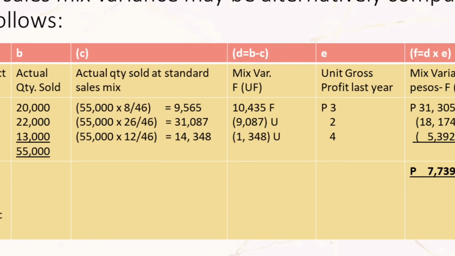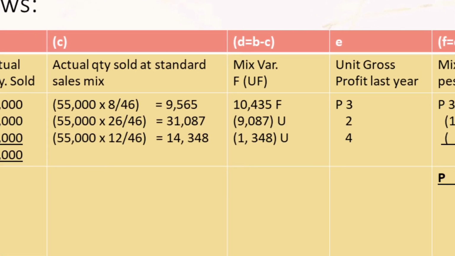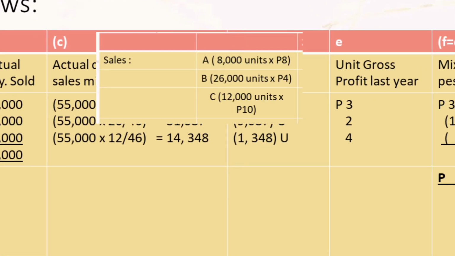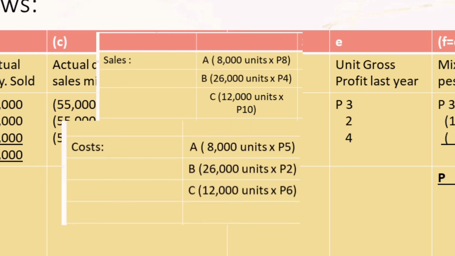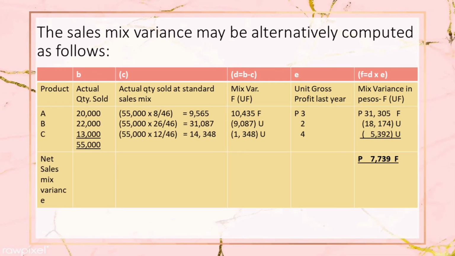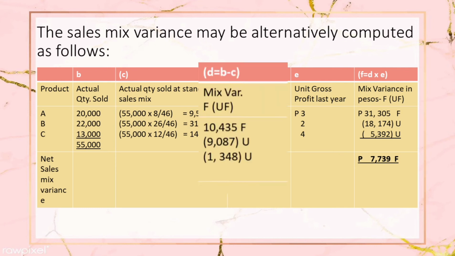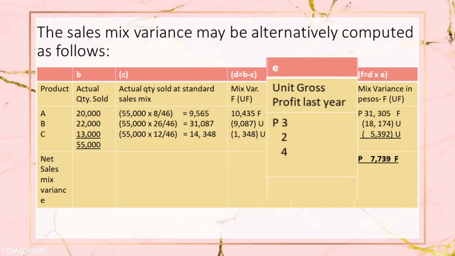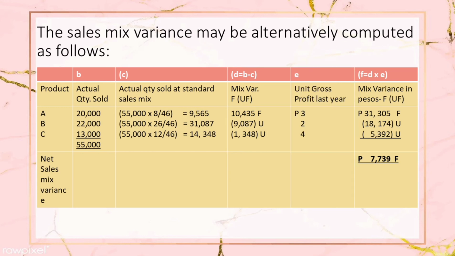Now in column E, the unit gross profit last year, we get this by subtracting the unit cost last year from the unit sales price. In product A, the unit gross profit last year is 3 pesos. In product B, 2 pesos. And product C, 4 pesos. Now the last column, the mix variance in pesos, we get by multiplying the mix variance in column D and the unit gross profit last year in column E.